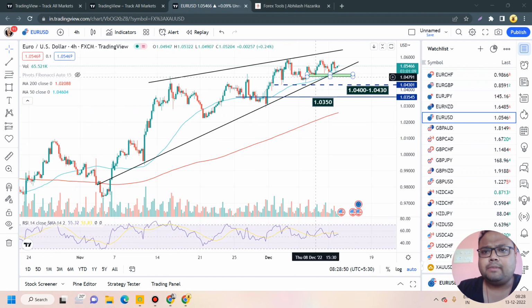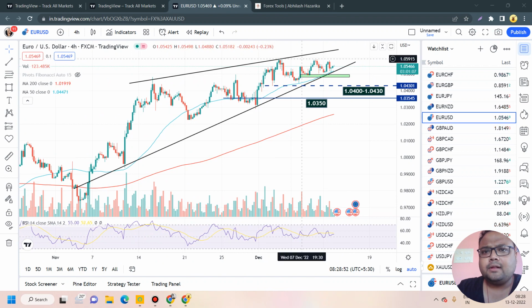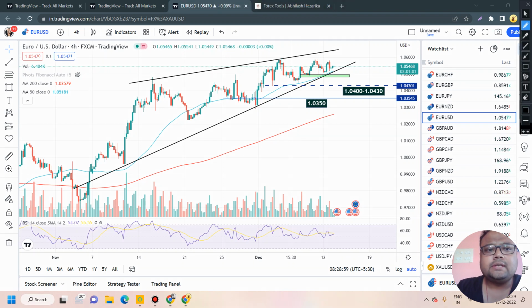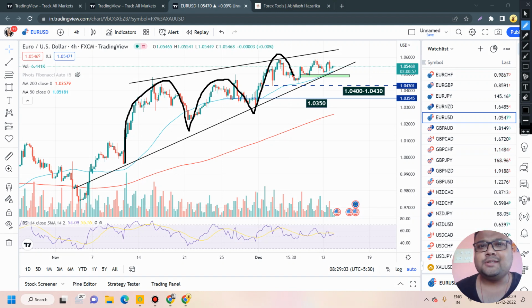Okay, there is no doubt about that. But we can also see that the market is slowly losing momentum here. If we observe the previous swings, just look at the previous swings. Those were big swings, and those swings had strength.